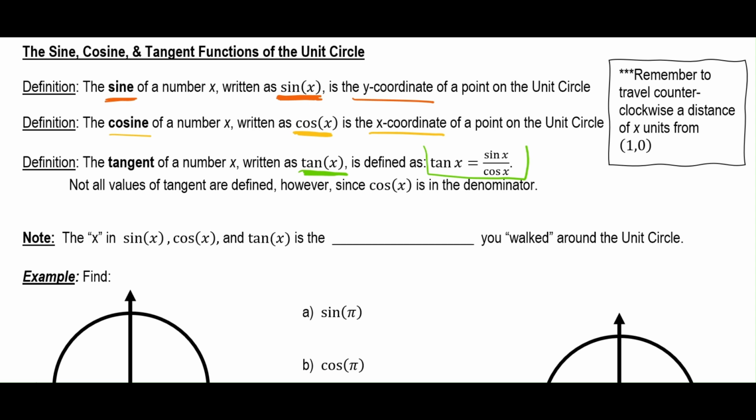And that also may create a domain issue for us because there are definitely some times where your domain will be undefined. And that happens when you have 0 in the denominator. So remember, you can never divide by 0. That's never going to change. So if your cosine ever ends up being 0, then your tangent will be undefined. So when we're finding sine, cosine, and tangent of x, the x is going to represent the distance that you walked on the unit circle.